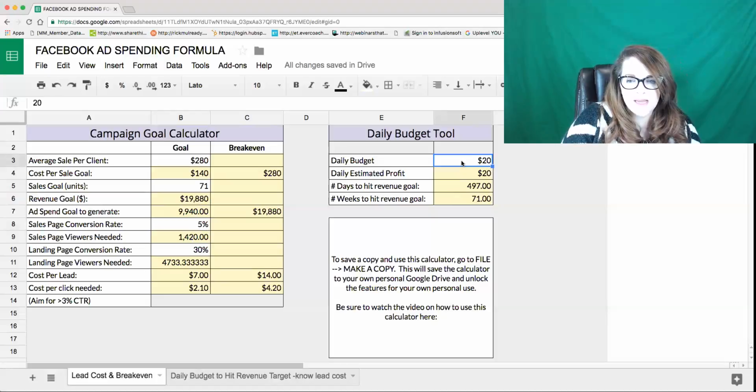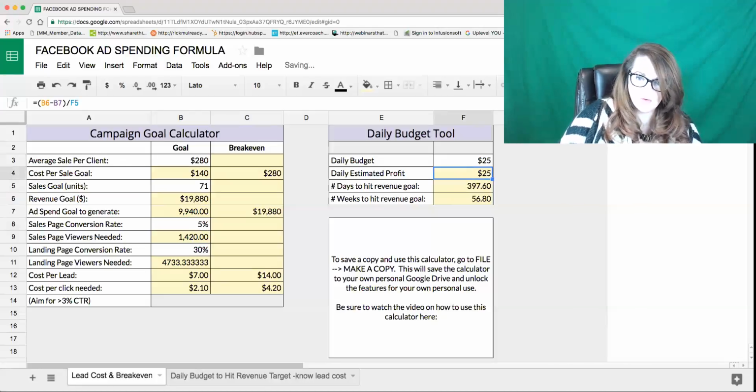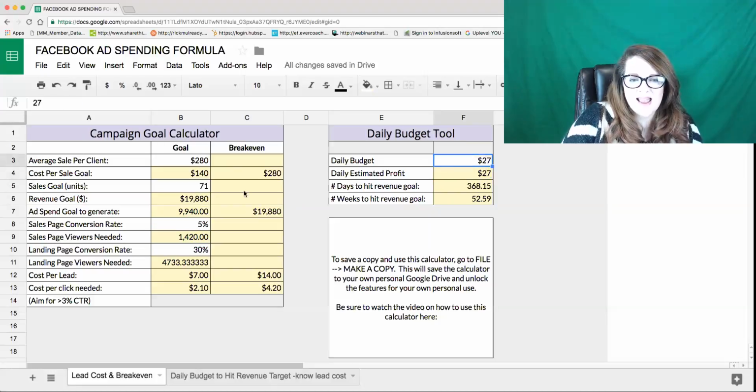This is where you can start to play around with this. If I wanted to do it in a year, I could boost this up to $25. We're getting close to that 52-week mark. Maybe $27. There we go. So $27 a day if I wanted to make that $20,000 within a year.